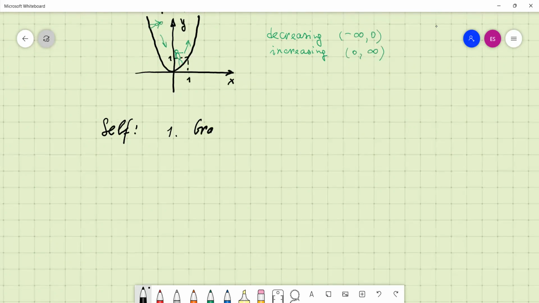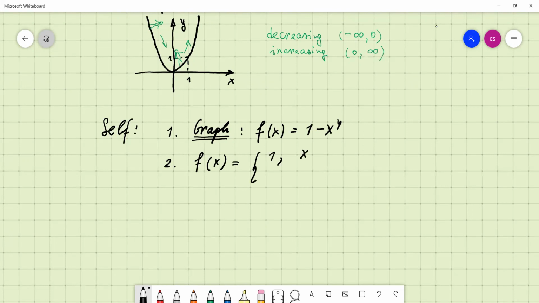Problem 1, graph f of x equals 1 minus x to the power of 4. Problem 2, also graph for both problems, f of x equals 1 when x is less than or equal to 2, sorry, I wanted to do a double inequality on 2, 4, and 3 doesn't look like 3 actually, 3, 4, x is greater than 4.